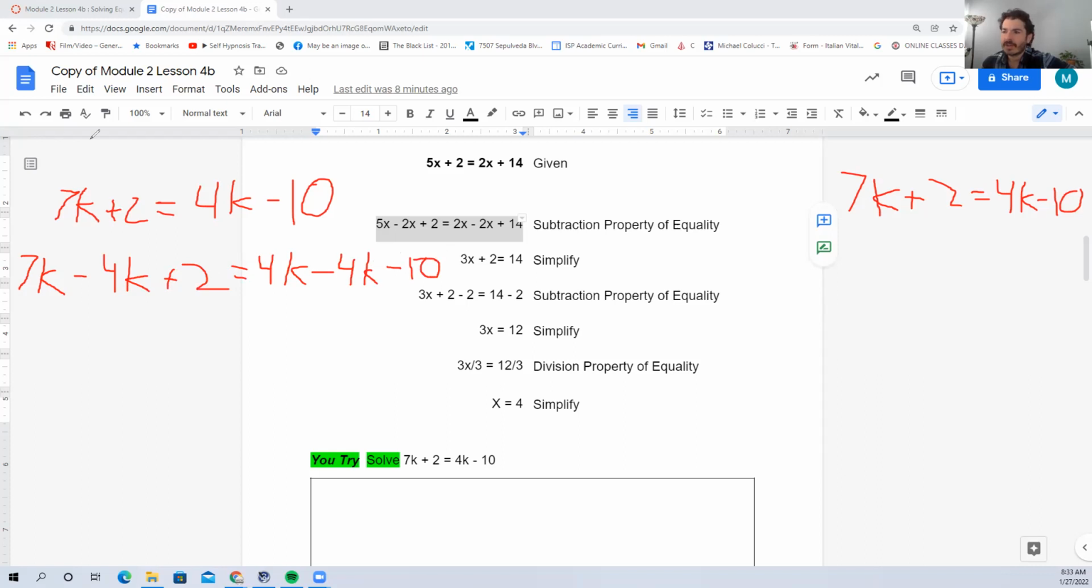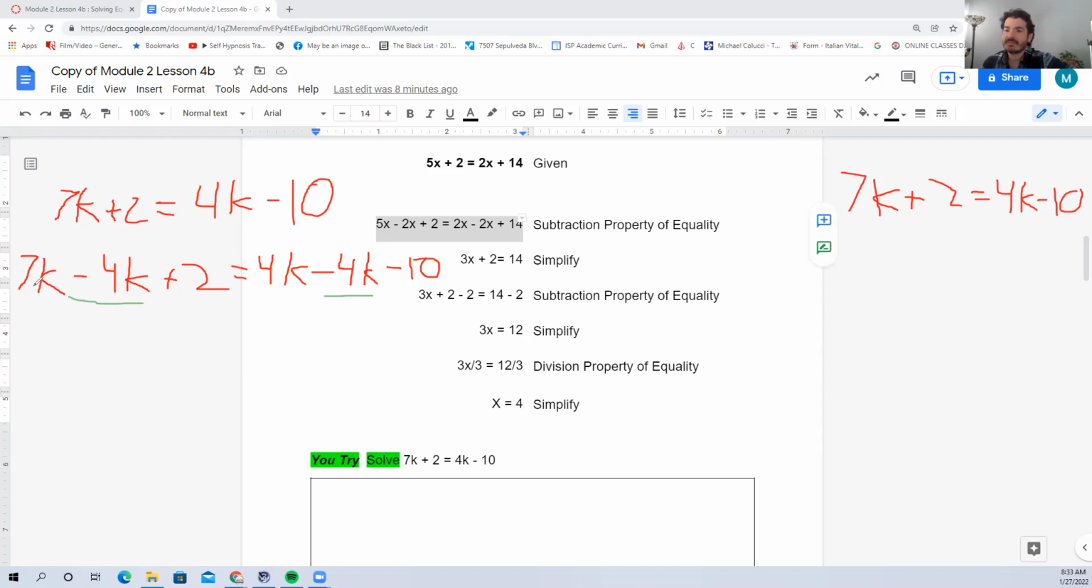Okay, so these are the subtractions I made. I'm subtracting a negative 4k from both sides. And I'm doing that so that the 4k here becomes a 0. And this is what I'm going to end up with.